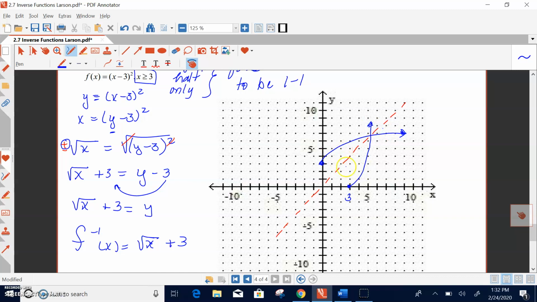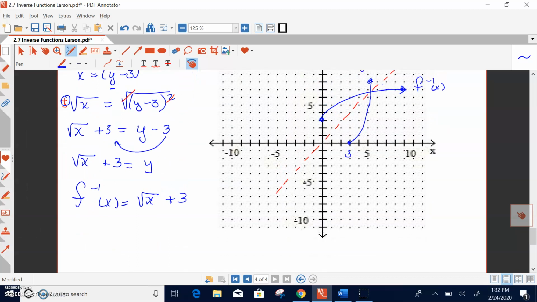And take a look at these two blue graphs. They are perfectly symmetric across that line y equals x. That is my inverse, and this is my function. Pretty cool the way that turns out.